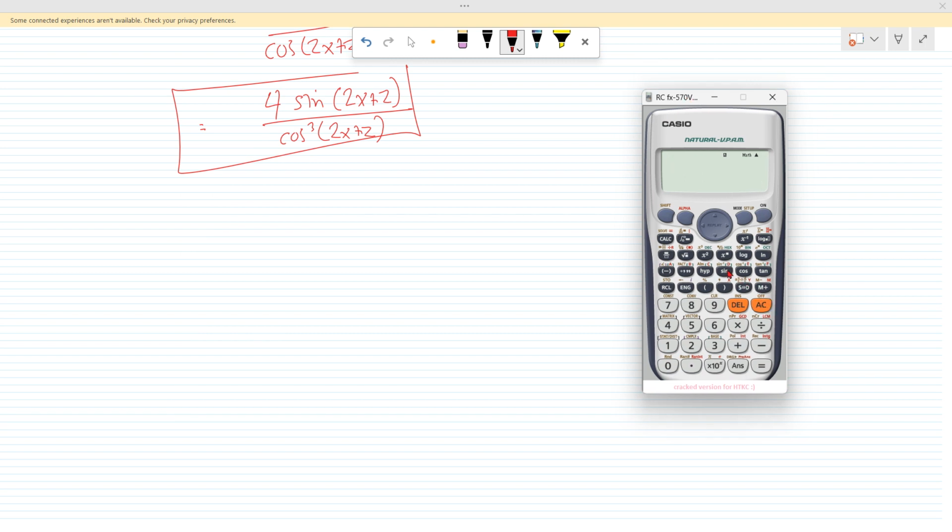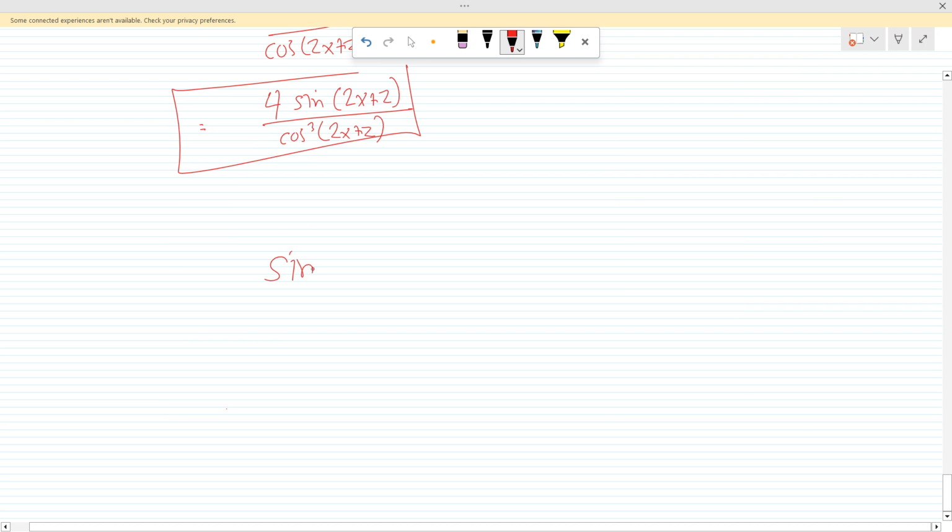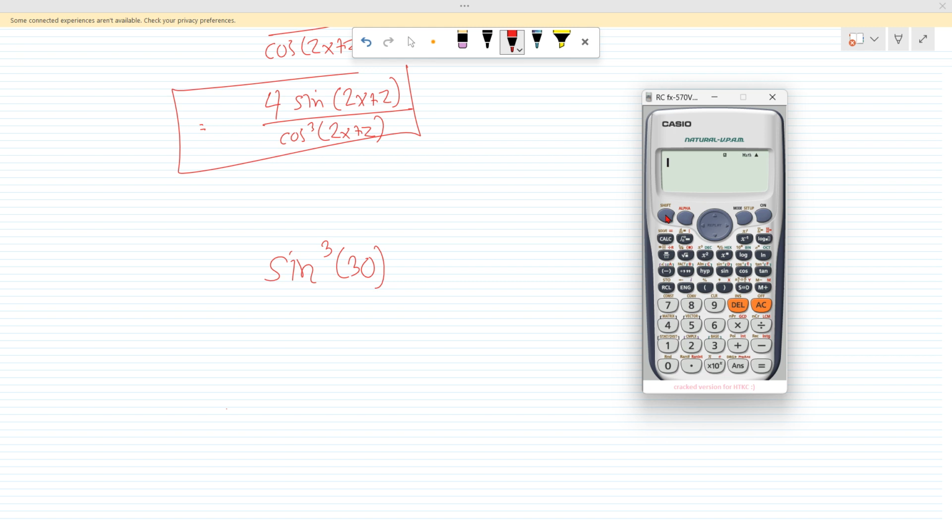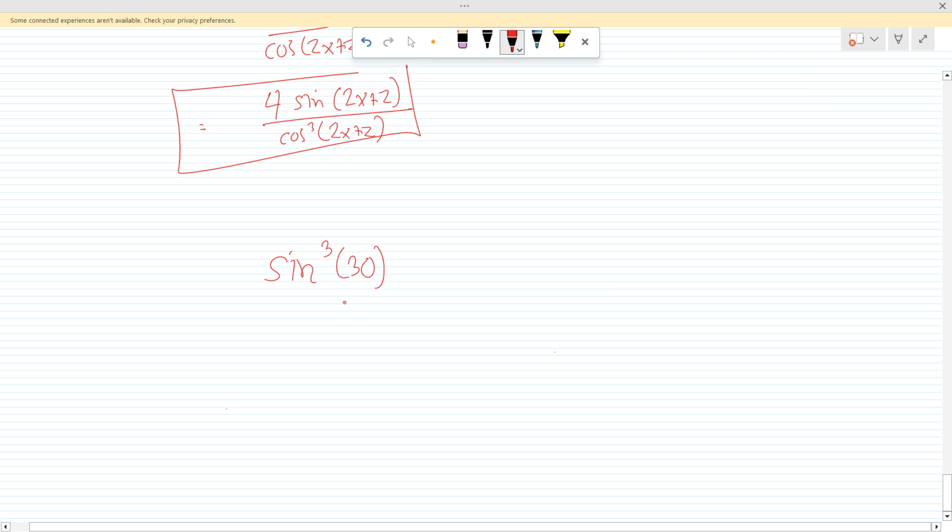Sir, how are we going to input, let's say I have here sine cubed of 30 degrees, in the calculator? Just so we are clear, this can be inputted as sine of 30 raised to the power of 3. It's the same thing as sine cubed of 30. Are we clear? So sine cubed of 30 is also equivalent to sine of 30 raised to the power of 3. Okay, let us proceed with the next.